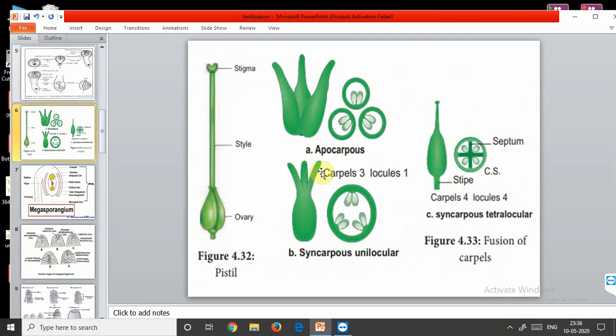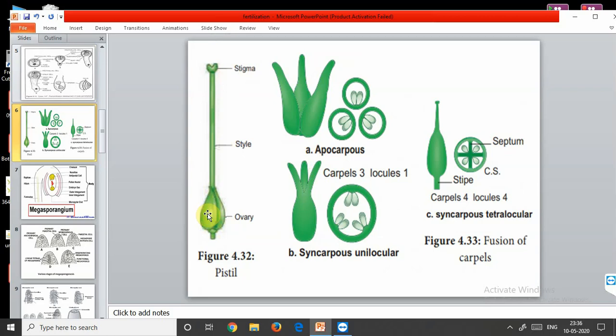First of all, we'll talk about the pistil or the gynoecium. What is it? Gynoecium is the female reproductive organ. The free unit of gynoecium is called a pistil or a carpel. The carpel, also known as the megasporophyll, is differentiated into three distinct regions. What are these three distinct regions? In the diagram you can see the stigma, the style, and the ovary. These three structures are very important for the purpose of fertilization.